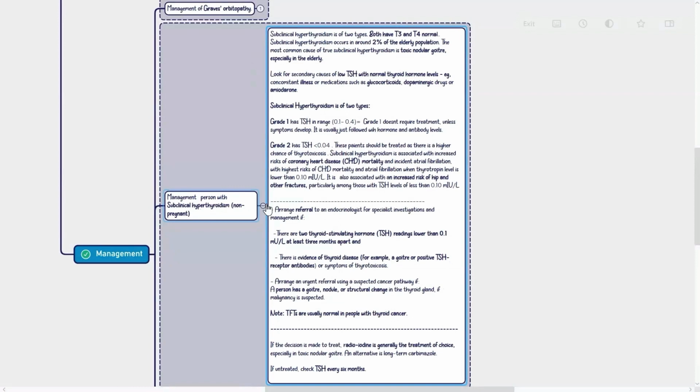Arrange an urgent referral using a suspected cancer pathway if a person has a goiter, nodule, or structural change in the thyroid gland, if malignancy is suspected. Note: TFTs are usually normal in people with thyroid cancer. If the decision is made to treat, radioiodine is generally the treatment of choice, especially in toxic nodular goiter. An alternative is long-term carbimazole. If untreated, check TSH every 6 months.